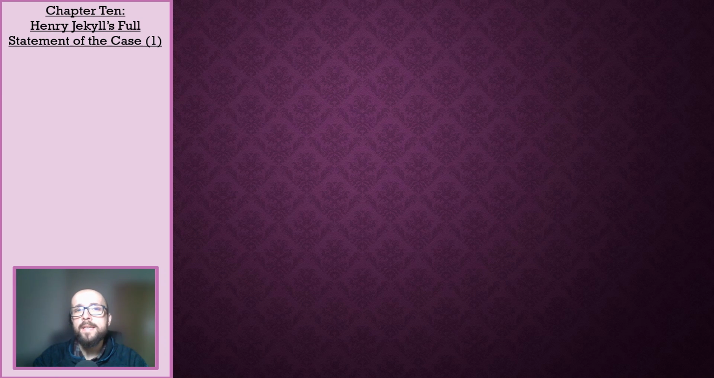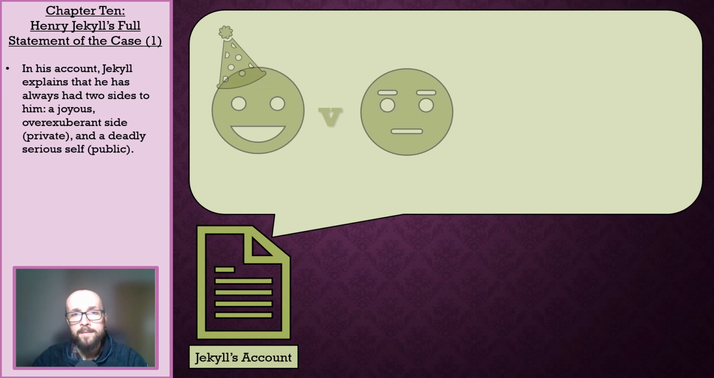So Chapter 10 begins with Jekyll explaining some things about himself and his life, stating that he was born into a wealthy family, was naturally inclined to be hard-working, and that he likes to be respected. Within this, though, he explains that he has always had two sides to him. A joyous, over-exuberant side that he keeps private, and a deadly serious self that was his public persona. These two sides, he acknowledges, contradict with each other. He lives, he feels, a life of profound duplicity, or in other words, a sort of double life.